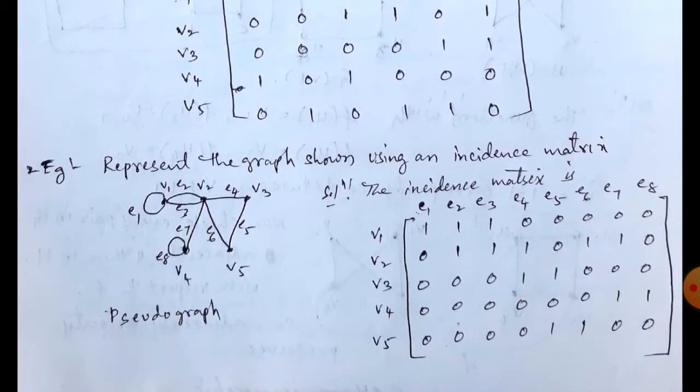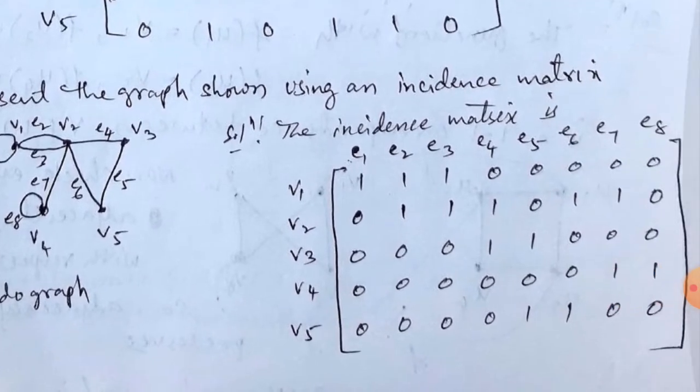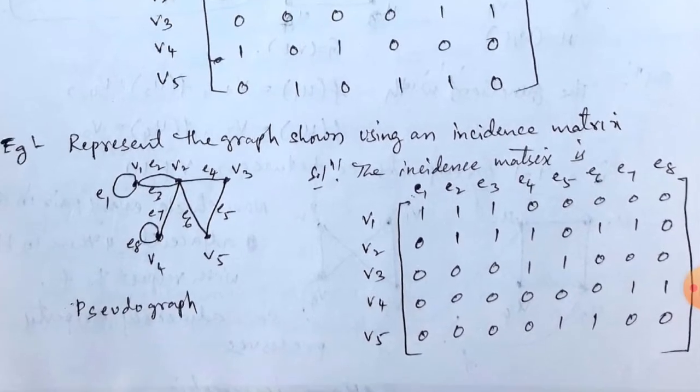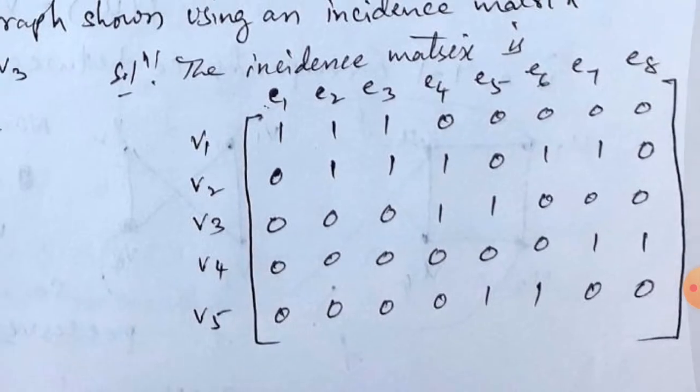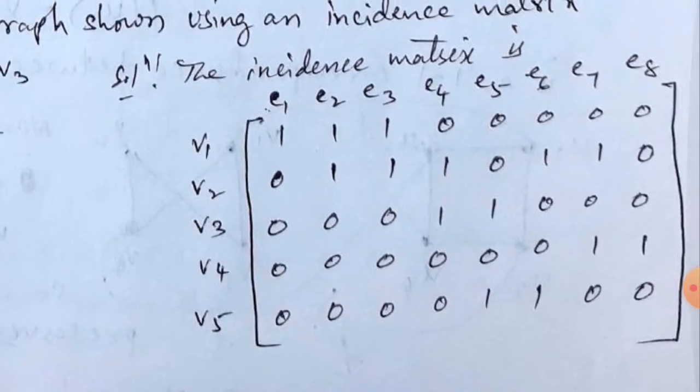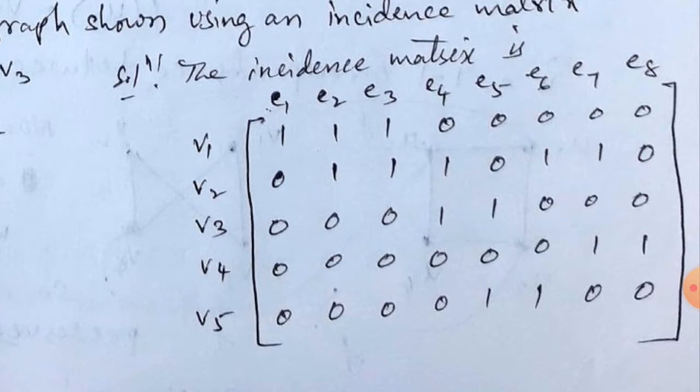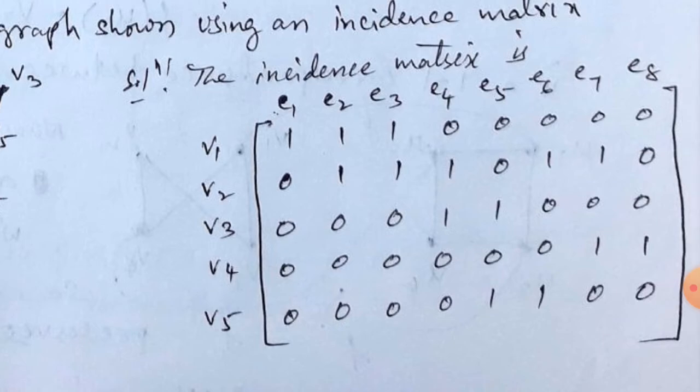Now represent the graph shown using an incidence matrix. If a graph is given, we can write the matrix, or if a matrix is given, we can write the graph. Here only undirected graph we are writing. And now V1 to V5 are the vertices we are taking, and E1 to E8 are the edges. So we are labeling them as edges. Only the matrix will be given here. No row and column labels for vertices will be given.